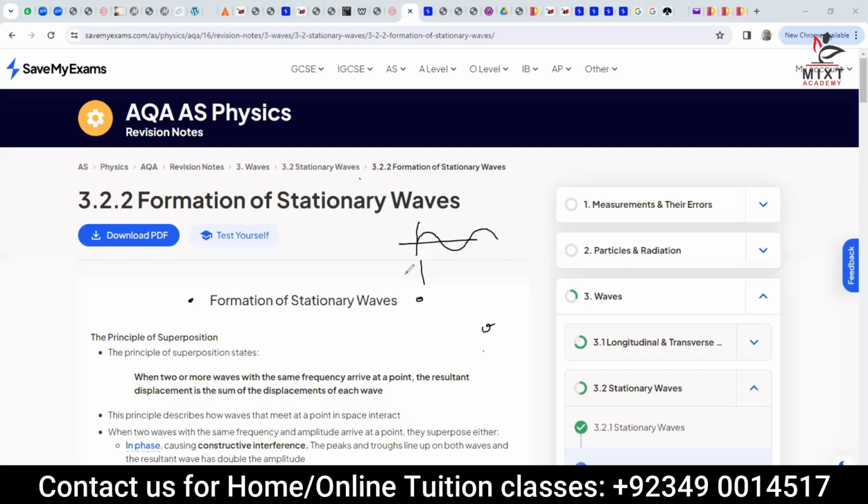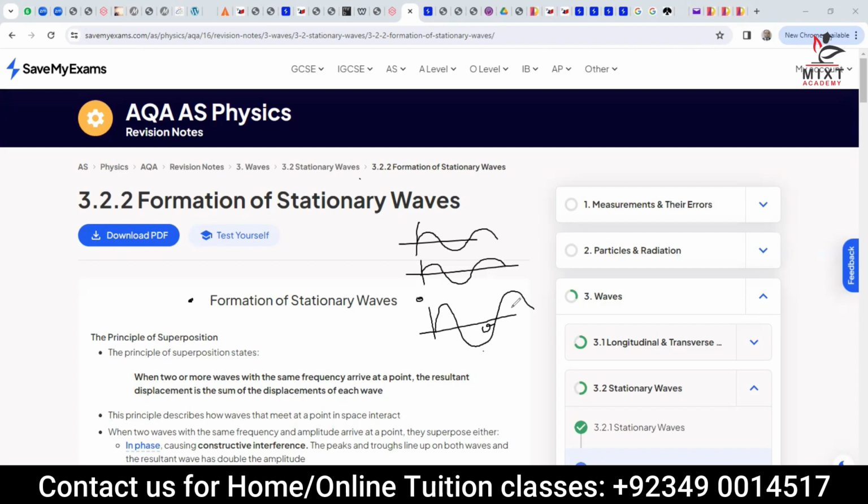This is one wave. This is another wave. When these two waves combine, what do you think? The displacement of the waves increases or reduces? Resultant one increases. So resultant will be like this. It means that that type of superposition is called interference of constructive type, or constructive interference.